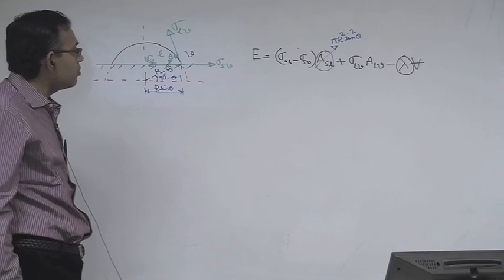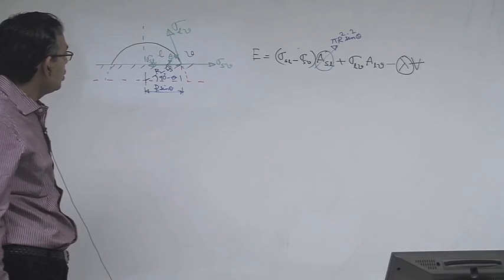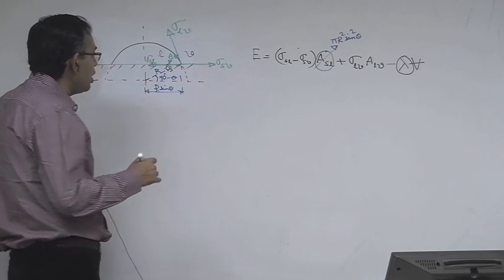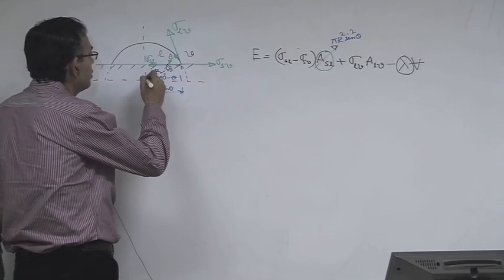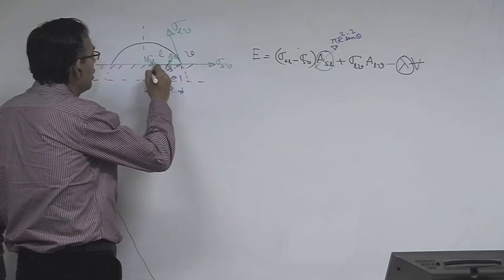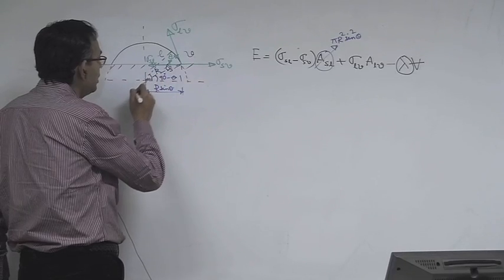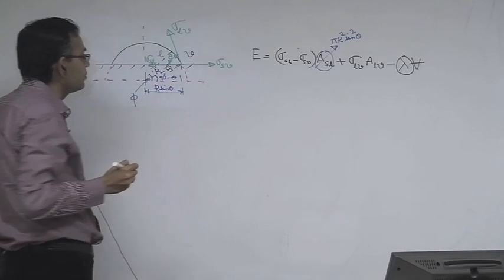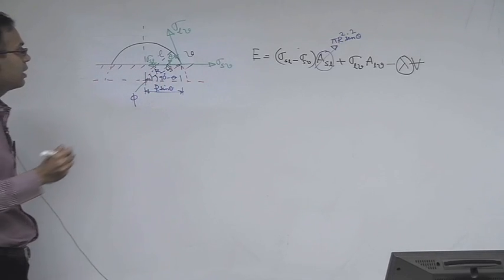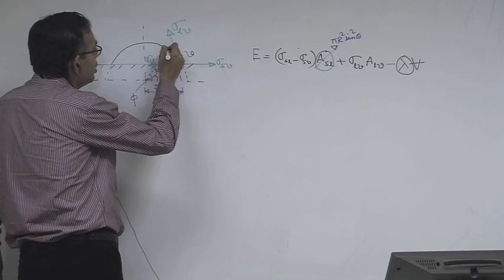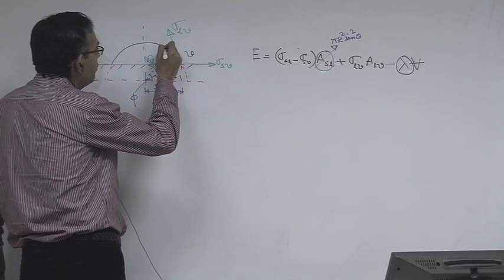Now, let us find out what A LV is. To find out A LV, what do we do? Let us consider that at an angle phi, this angle is phi, an arbitrary angle, we consider a small strip of d phi.